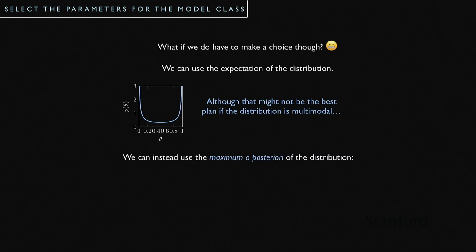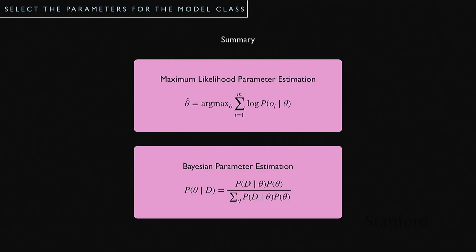So the other thing we could do is just take the theta that has the highest likelihood. And this might not be unique. For example, in this case, it's here and here. We call this the maximum a posteriori estimate. It's just the argmax of our posterior distribution. And sometimes this is also called the mode. Okay, so that's maximum likelihood parameter estimation and Bayesian parameter estimation. Are there any questions on that?